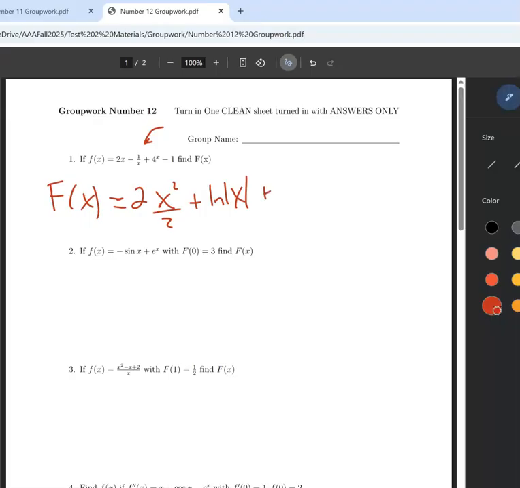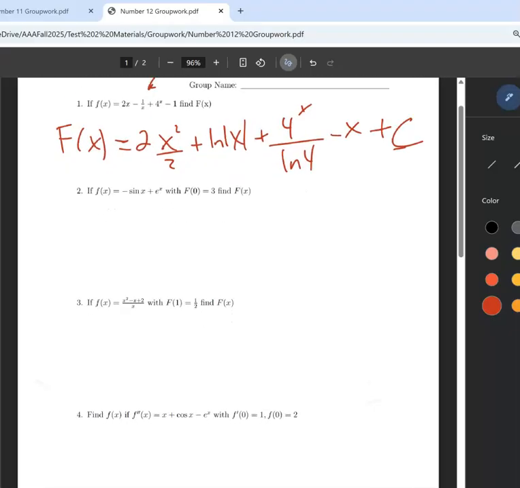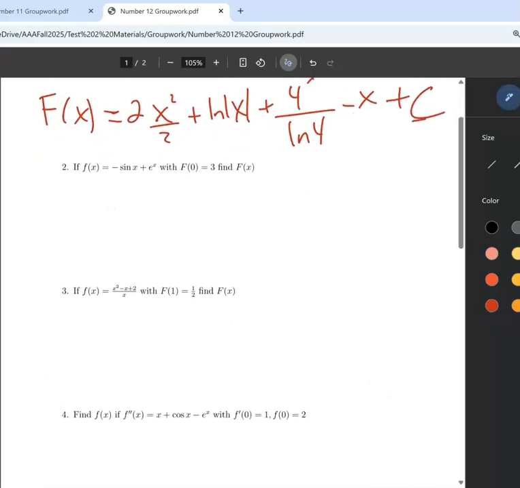The antiderivative of 4 to the x is 4 to the x over ln of 4. And then the antiderivative of 1 is just x. And then you put a plus c at the end. That makes it the most general antiderivative. All right, let's do this one.